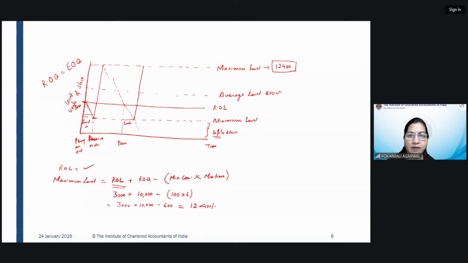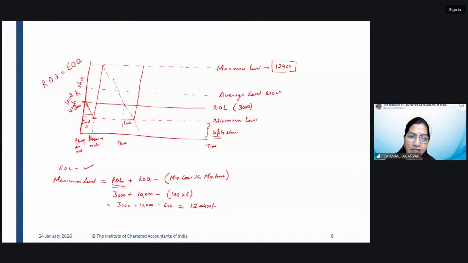Let's say it falls to the minimum level, and this is the point of time when you have received your reorder quantity. So the moment you receive your quantity here, the level of stock shoots up in the warehouse. Once again, so what had happened? At 3,000 units, you had placed an order for 10,000 units. So if you place an order now here at 3,000 and you place an order for 10,000 units, your total quantity will become 13,000.